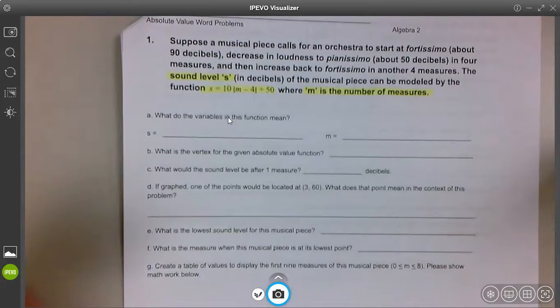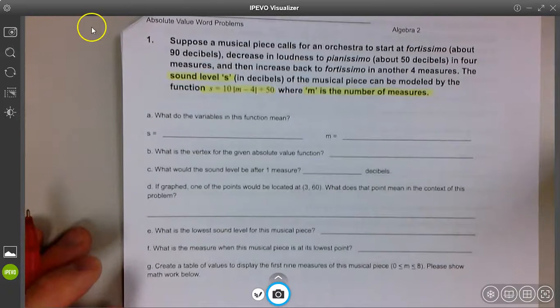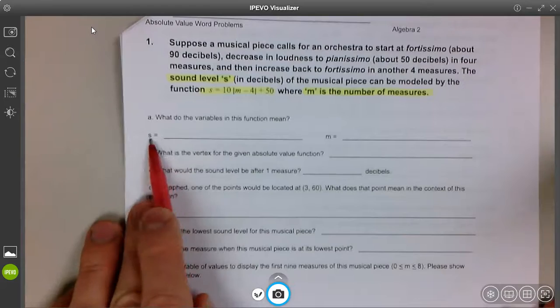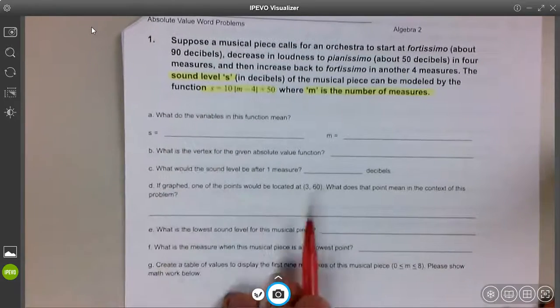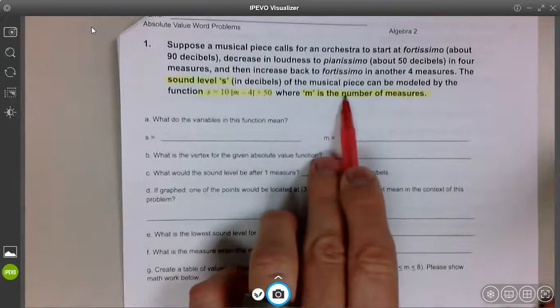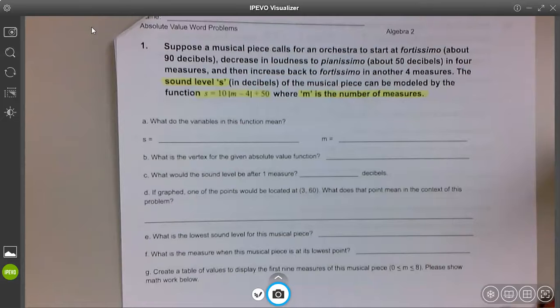Now we can answer the question, what do the variables in this function mean? Perfect, that's where we were. What does S mean? Well, we already wrote that, sound level. What does M mean? M is the number of measures, M. That's all you've got to write.